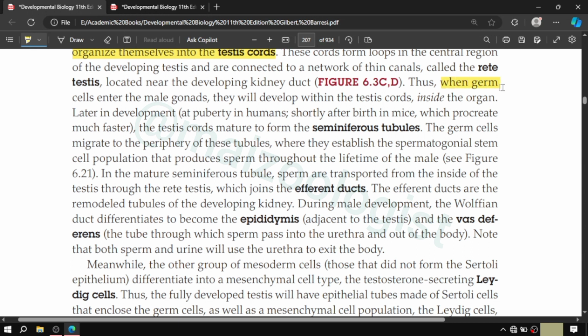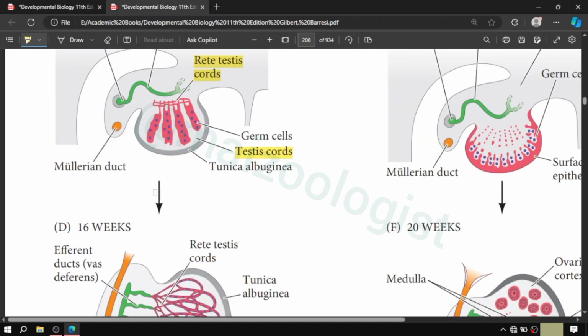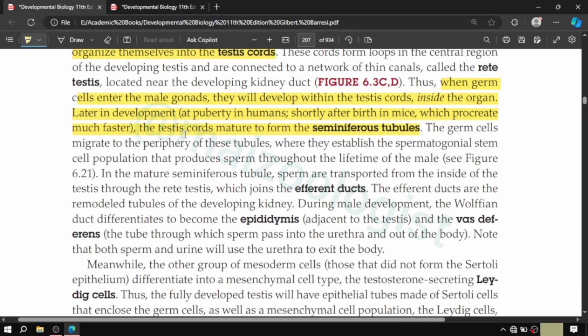Now, when the germ cells enter the male gonad, they develop into the testis cords inside the organ, and later in development, at puberty in humans, shortly after birth in mice because they procreate much faster, the testis cord matures to form the seminiferous tubule. So this testis cord is going to develop into the seminiferous tubules, and the germ cells migrate to the periphery of these tubules where they establish the spermatogonial stem cell population that produces sperm throughout the lifetime of the male. So in males, sperm are produced throughout the lifetime. An important difference from that of females.